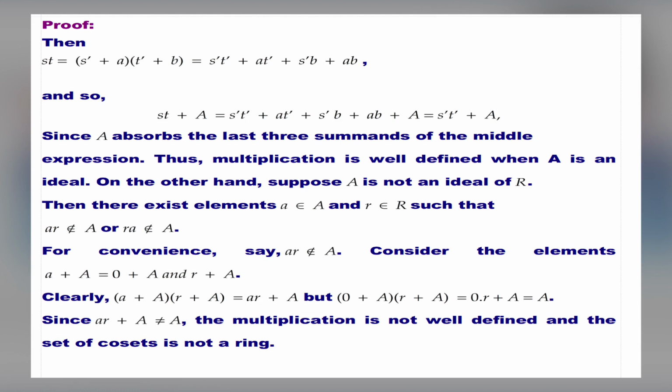Thus multiplication is well defined when A is an ideal. On the other hand, suppose A is not an ideal of R, then there exist elements a belongs to A and r belongs to R such that ar does not belong to A and ra does not belong to A. For convenience, say ar does not belong to A. Consider the elements a + A = 0 + A and r + A. Clearly, (a + A)(r + A) = ar + A, but (0 + A)(r + A) = 0·r + A, that is equal to A. Since ar + A is not equal to A, the multiplication is not well defined and the set of cosets is not a ring.